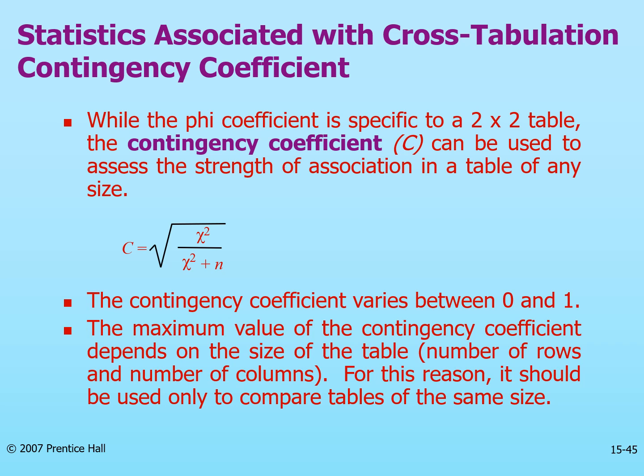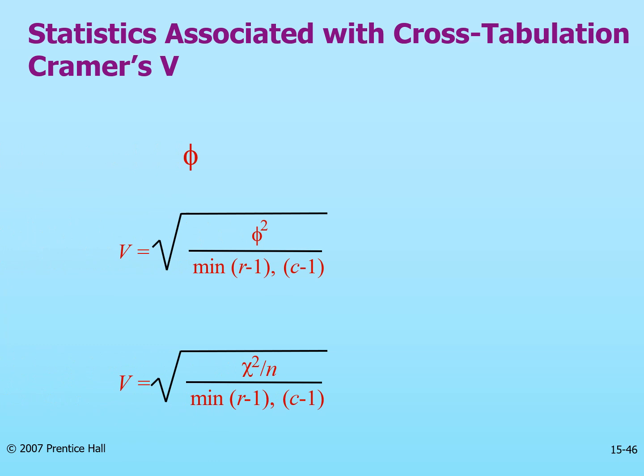The contingency coefficient also varies between 0 and 1. The maximum value depends on the size of the table. For this reason, it should be used only to compare tables of the same size. It means that if I am making a comparison between two tables, both should be the same size, meaning 2 rows and 2 columns, then it is better. Or 3 rows and 3 columns.